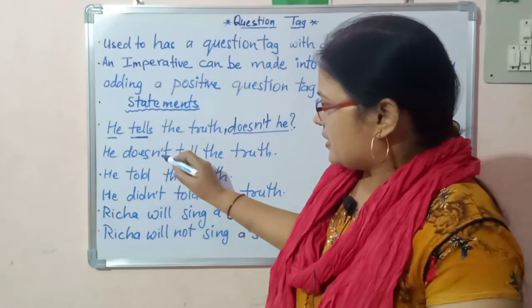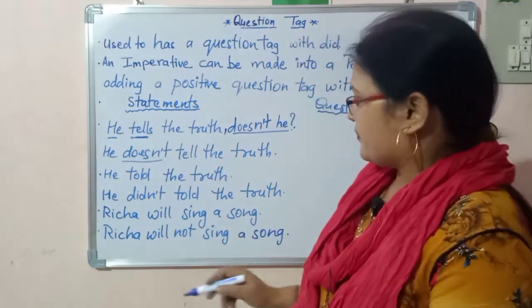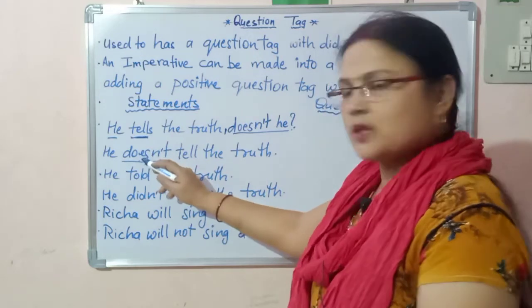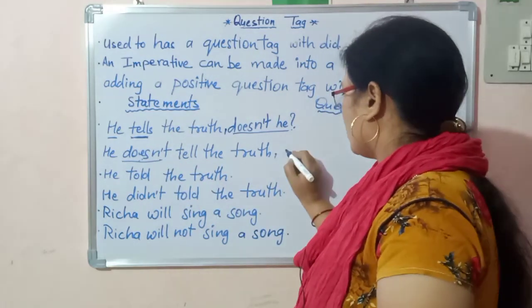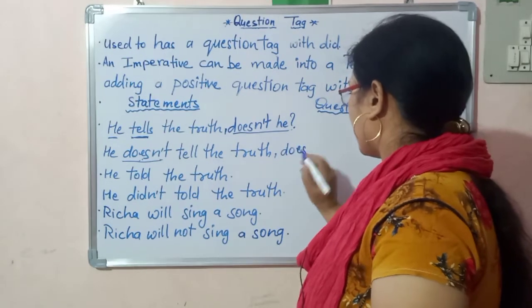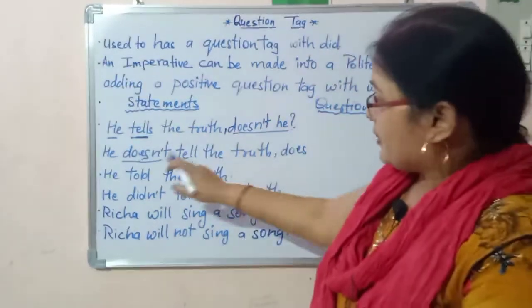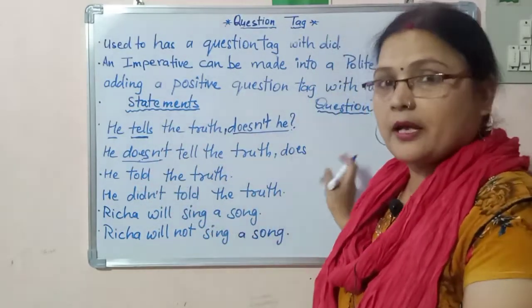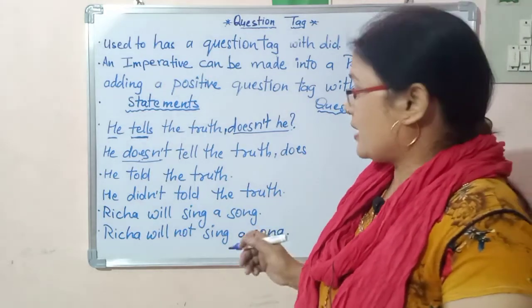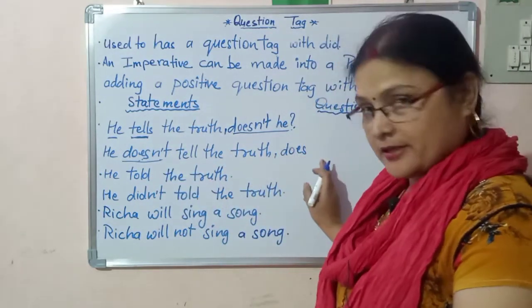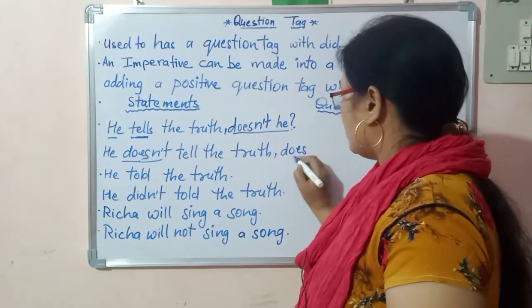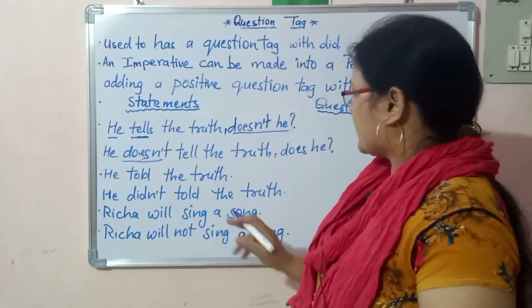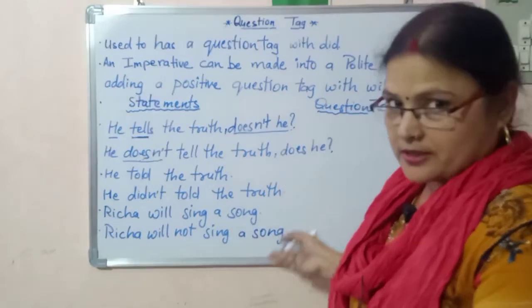Next statement you can see there, a negative statement, helping verb there. So the same helping verb, without thinking, you will write here. Now if we write doesn't, then the question tag also will be negative, statement negative and tag also negative. So we don't have to do like that. Statement negative, tag is positive. So what should we do? Does only, and here the pronoun we write. So he doesn't tell the truth, does he?